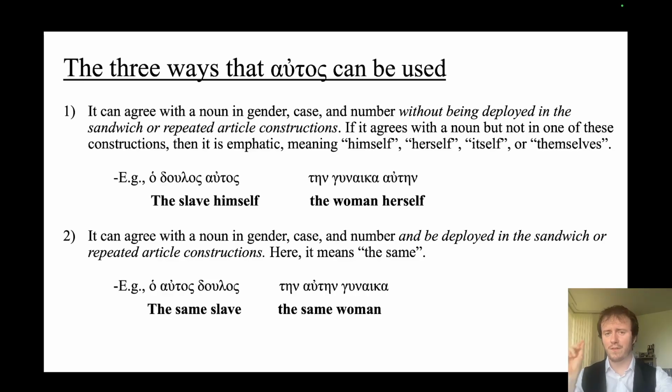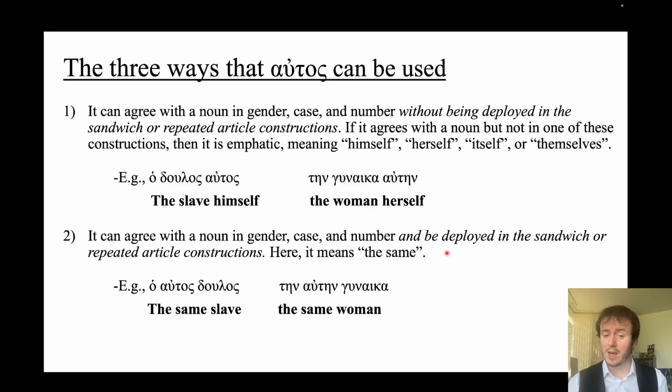So, these are the first two uses of αὐτος. Both of them have αὐτος agreeing with a noun in gender, case, and number. The difference between them is the first one has αὐτος agreeing with a noun in gender, case, and number but not being deployed in the sandwich or repeated article constructions, while the second one sees αὐτος agree with a noun in gender, case, and number while being deployed in one of those two constructions.